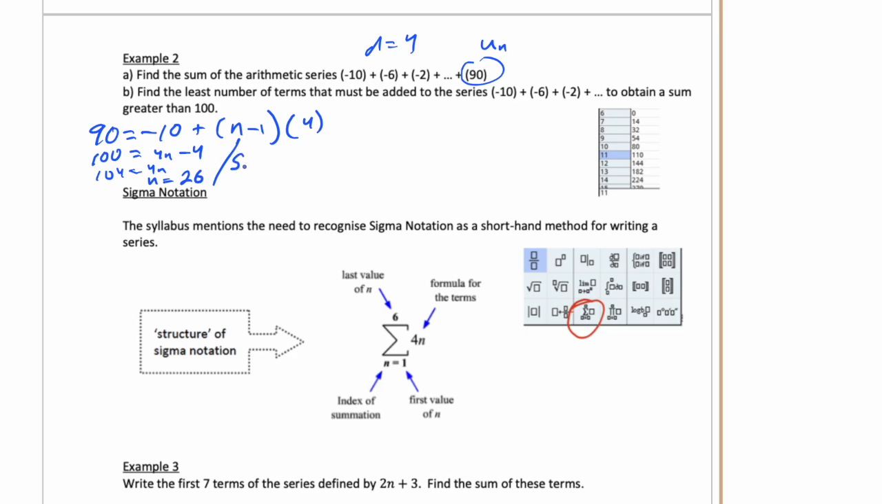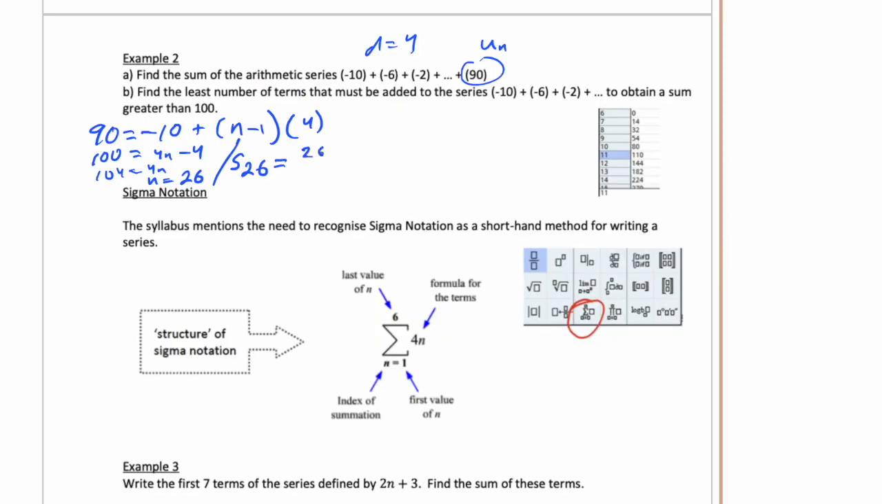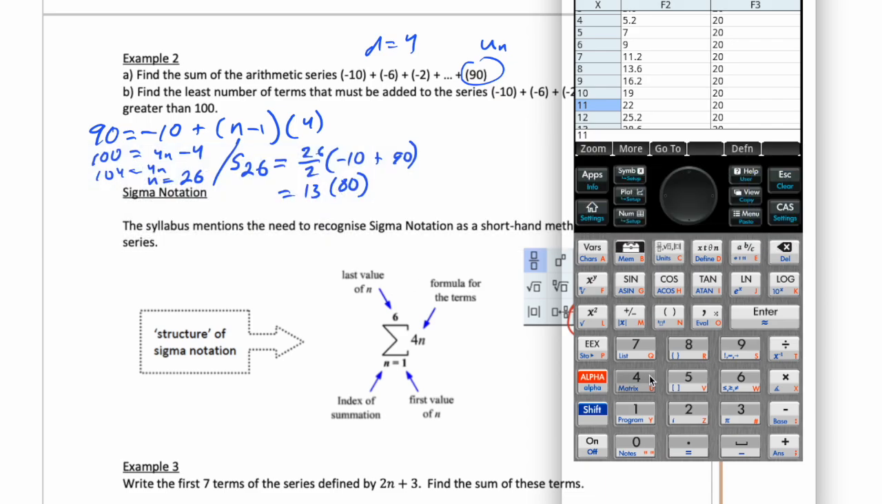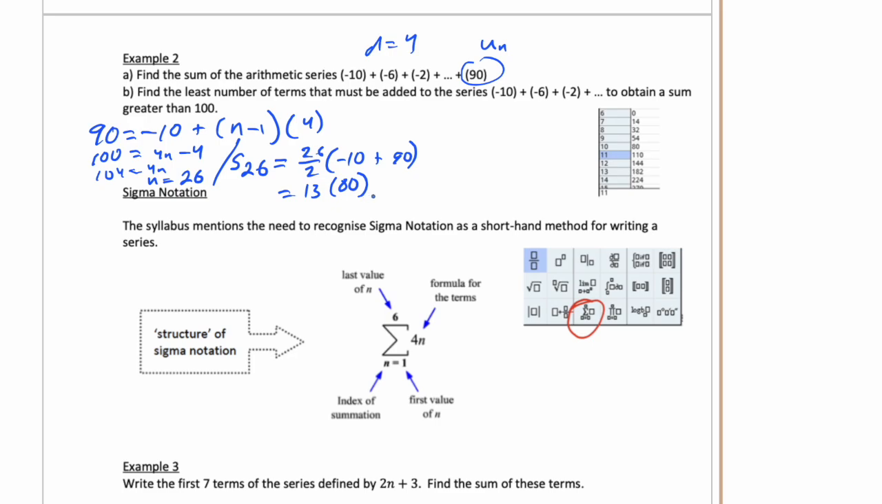Now you can do S26. There's 26 terms. And you can actually use this version of the formula because we know the last term. So n is 26 over 2. The first term is negative 10. The last term is 90. So it's actually 13 times 80. It's simply 13 times 80. 1040.